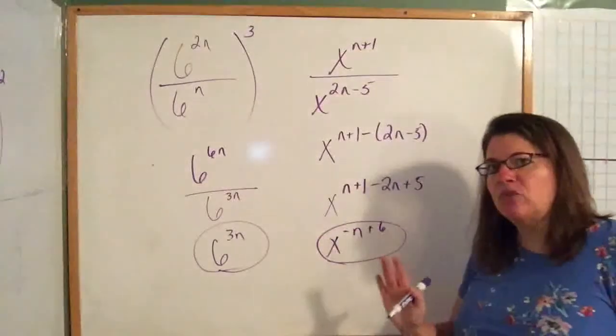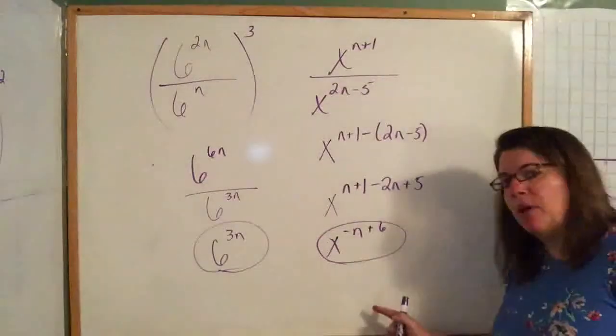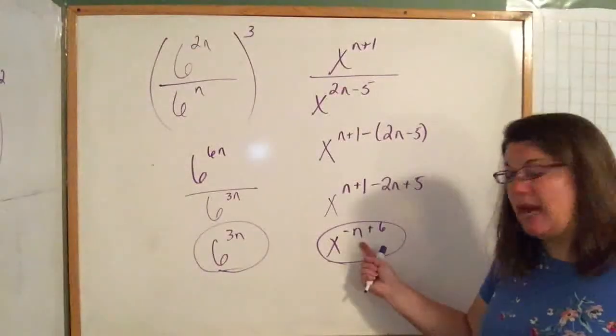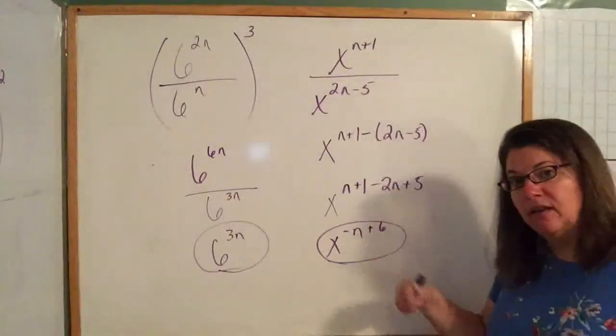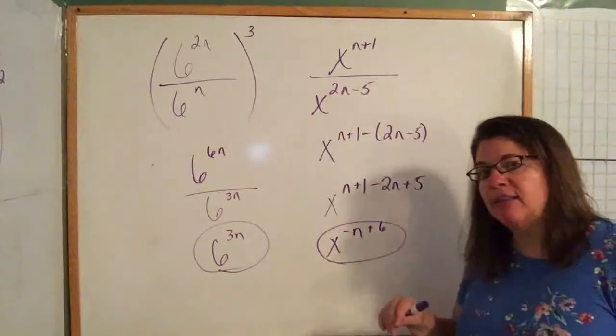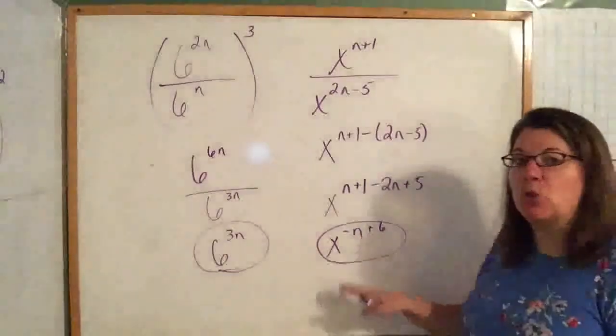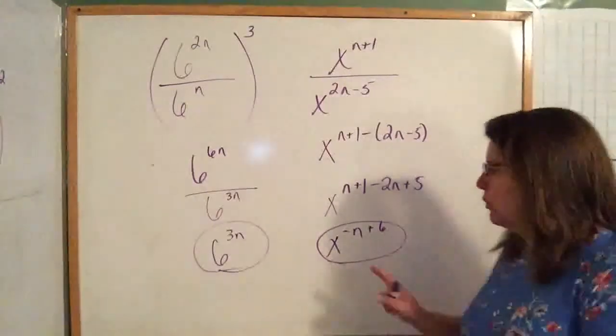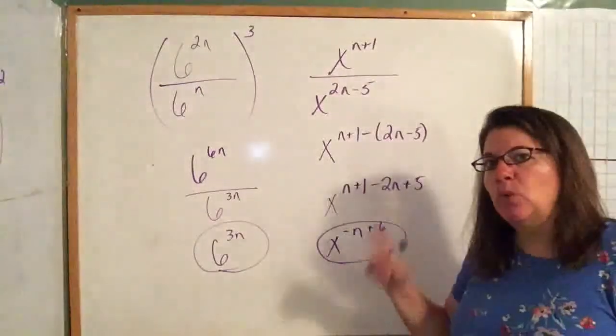Now, some students might be tempted to try to move that down to the bottom, but remember, if n were negative, then we would have a positive number up here. Okay, we don't know whether n is positive or negative, so we can't say that that needs to go on the bottom or the top, because now we're dealing with variables. It's a little different when you have variables involved than when you didn't have any.